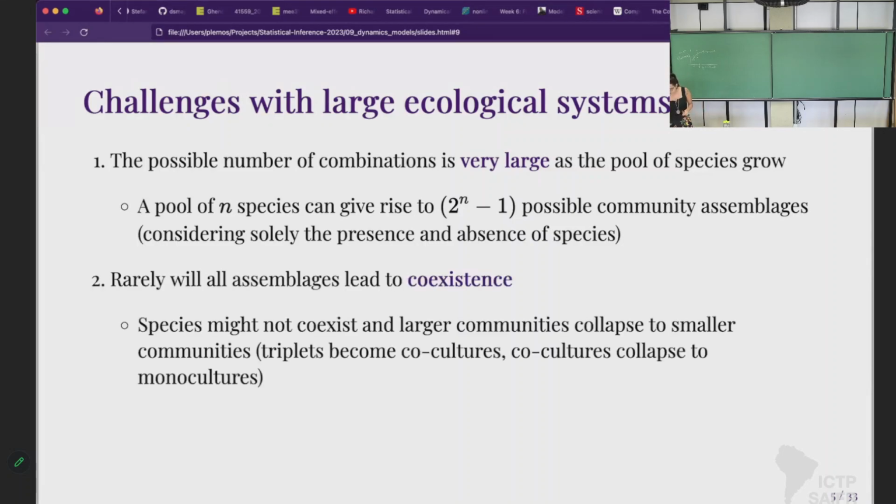Another challenge is that rarely will all these different assemblages or communities coexist together. So again, if you have this pool of 10 species, you're not guaranteed that all of the 1,023 communities will coexist. You might put in a triplet, 3 species, and they collapse to a 2 species community. So coexistence in these systems is also challenging, and you need to learn how to deal with cases where triplets become co-cultures, where this kind of collapse happens.